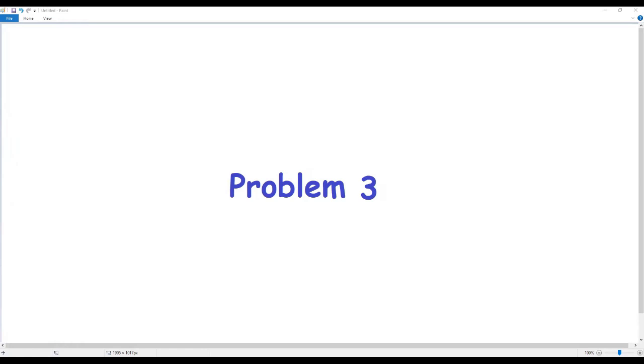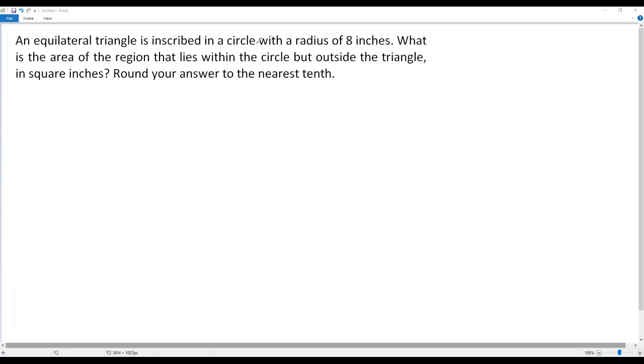An equilateral triangle is inscribed in a circle with a radius of 8 inches. What is the area of the region that lies within the circle but outside the triangle, in square inches? Round your answer to the nearest tenth.